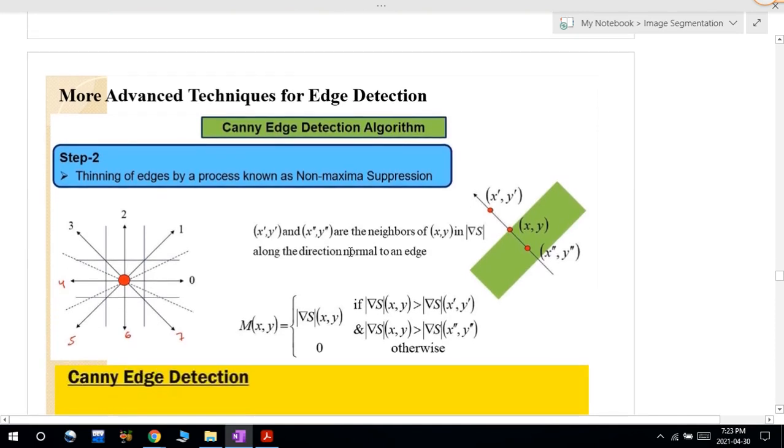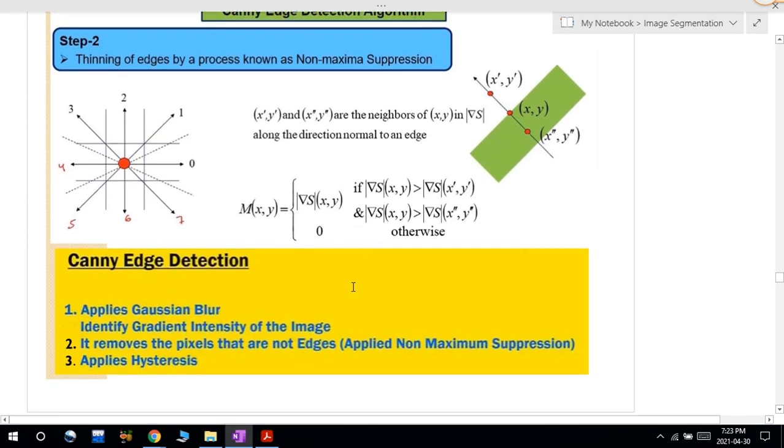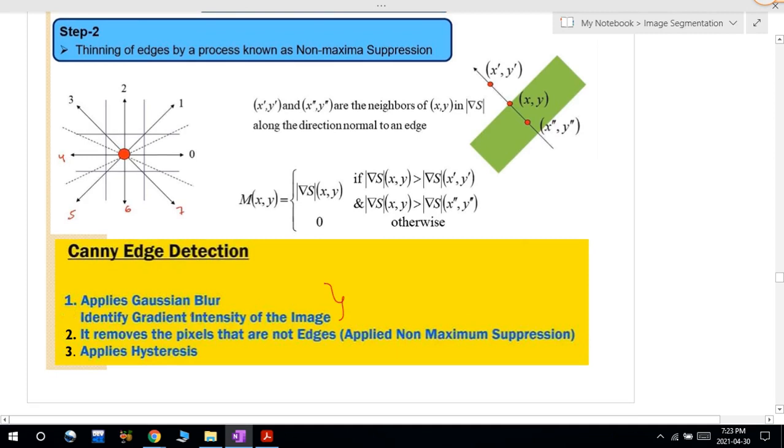So in the first step I will apply the Gaussian filter, and later I will find out the gradient of the image. These two steps: first, Gaussian blur is applied, and after this the gradient of the image is found.